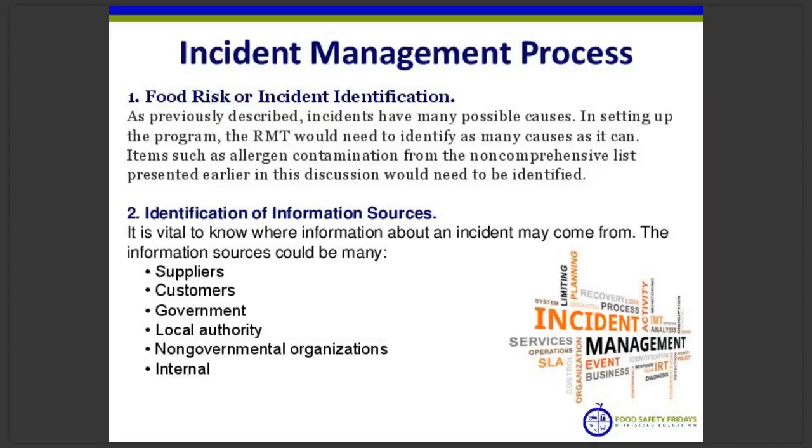Now we have the incident management team, we have identified our incident, and then we need to select the right information sources, which can come from suppliers, customers, government, local authorities, non-governmental organizations, and internal sources. For example, if there is one product that may have foreign matter, we need to check with our customers what exactly the batch code, the production date, or the time code is for such products.